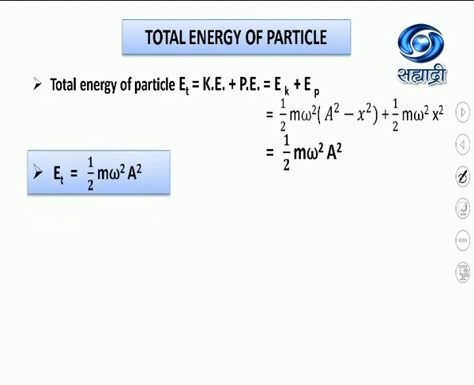Now if we observe this expression of energy, mass is constant, omega square is constant, amplitude square is constant. So total energy at any instant of time is also constant. So it is proved from this expression that the total energy of the particle is independent of time and always remains constant, equal to half m omega square a square or half ka square.